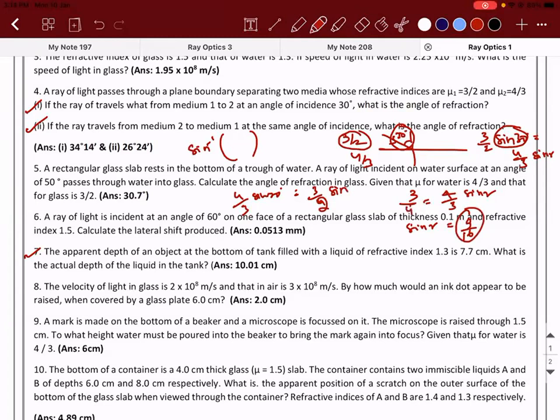8 by 9 is equal to sine R. Sine inverse of 8 by 9. Go and check it. Correct?